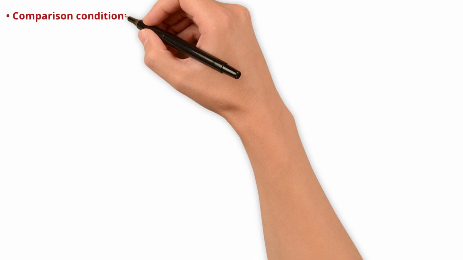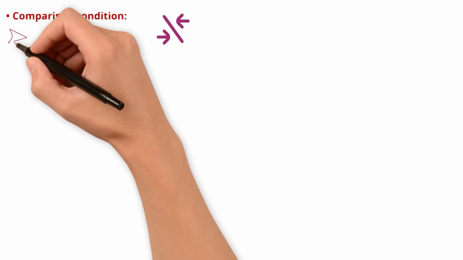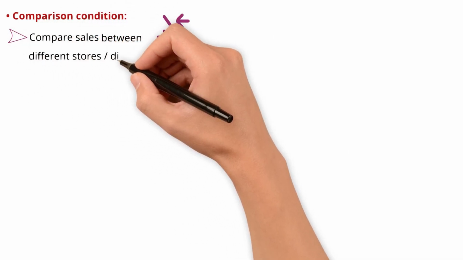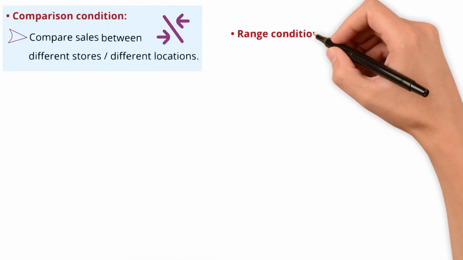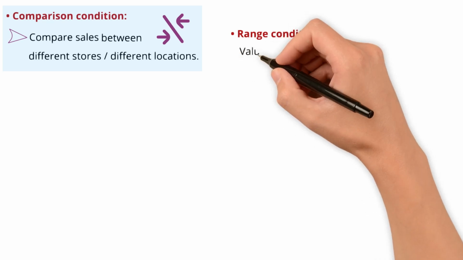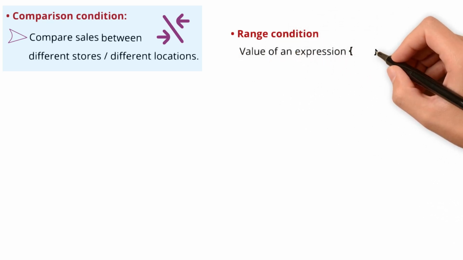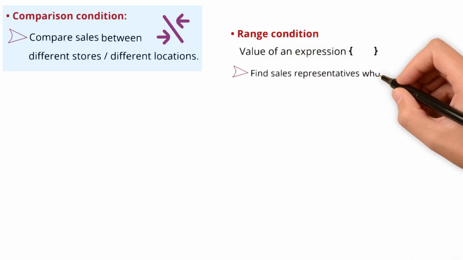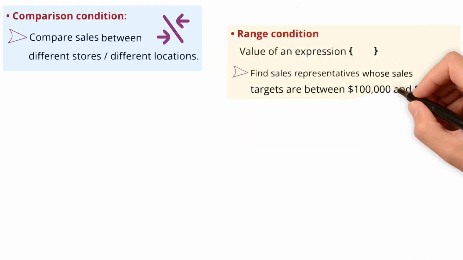Firstly, comparison condition. It compares the value of one expression with the value of another. Use this condition to compare sales between different stores or different locations. Next, range condition. It checks whether the value of an expression falls within a specified range of values. Use this condition to find sales representatives whose sales targets are between 100K to 500K.